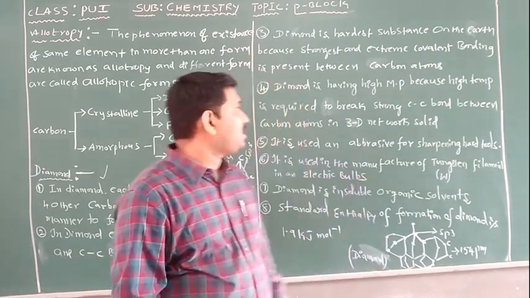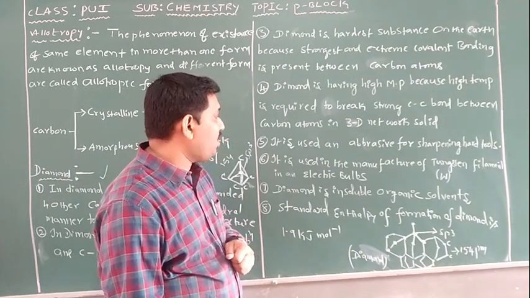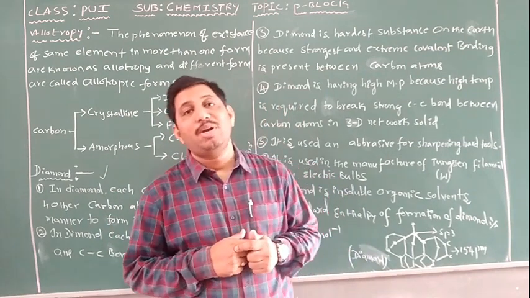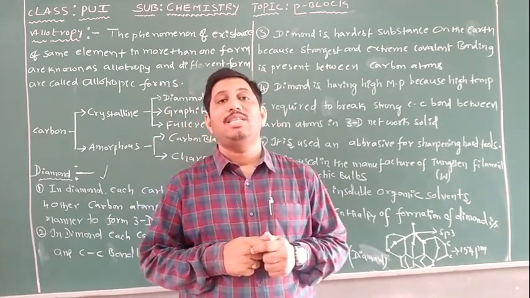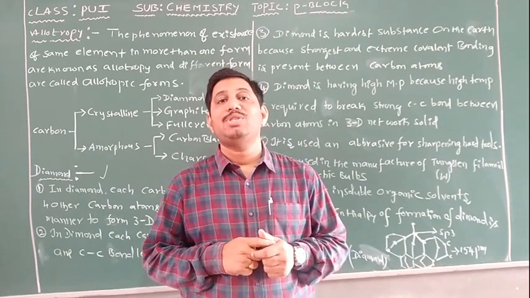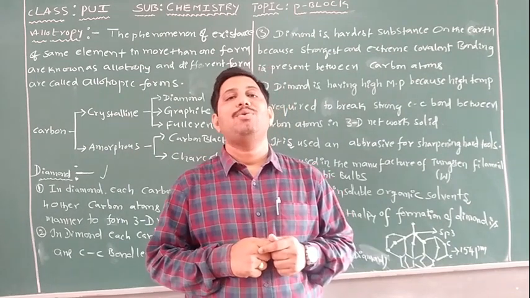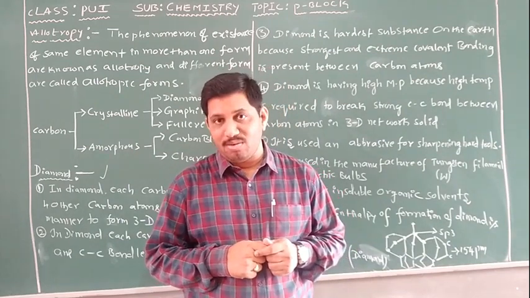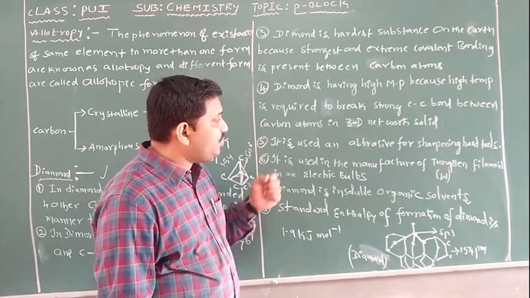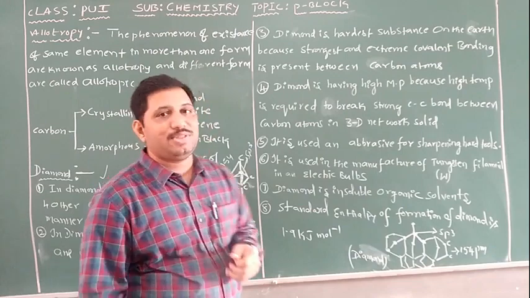Okay, students. Next one. It is used as an abrasive for sharpening hard tools. Generally, hard tools can be sharpened by using diamond. This property is known as abrasivity. Hence, diamond is used as an abrasive for sharpening hard tools. Next one, students. Diamond is used in the manufacture of tungsten filament in electric bulbs.